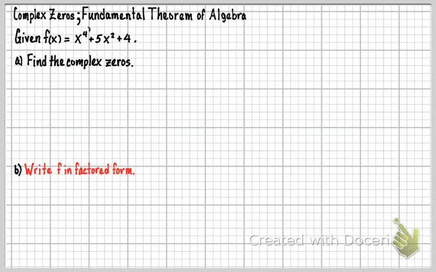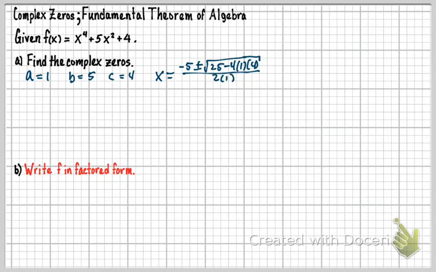And I can use it because I have this power of 4, and I have this power of 2 next, which is half the power of the 4, and then I have a number on the end. That pattern tells me I can use the quadratic formula. So that means my a equals 1, b equals 5, and c equals 4. Essentially, I'm just going to plug that in here. x equals negative b, so negative 5, plus or minus the square root of b squared, so 25, minus 4 times a times c, and that's all over 2 times 1.